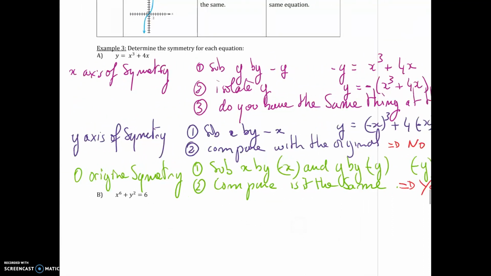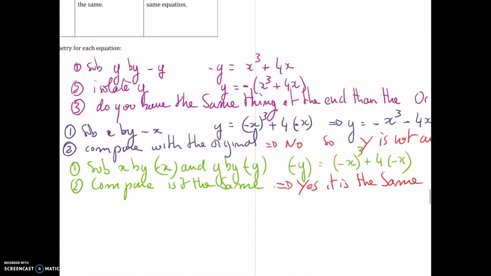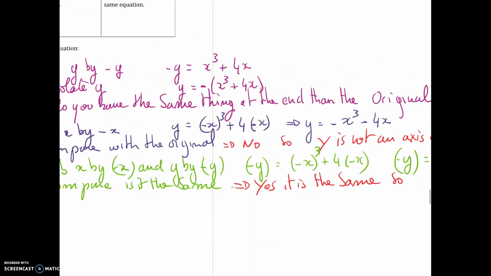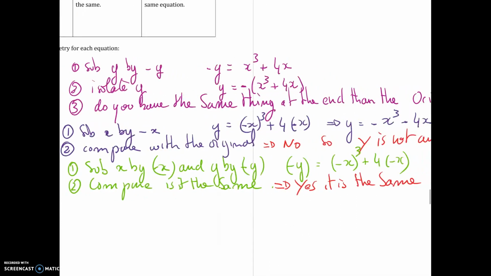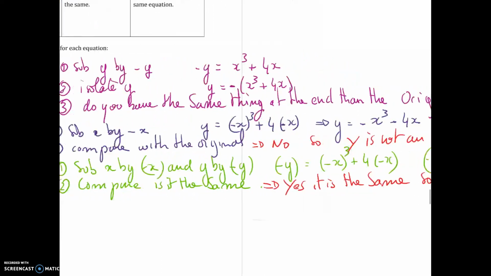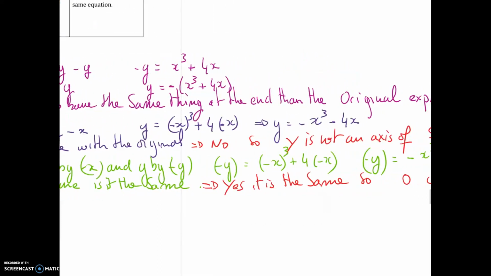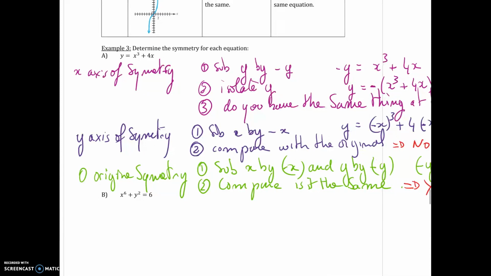You do the same thing with the y-axis of symmetry. First you sub the x by negative x, then you substitute. So when you are at this point, you are going to compare the original function with the new expression of y, and you realize again for this function y equal x cubed plus 4x, when you substitute x by negative x, you don't end up with exactly the same thing as originally, and so therefore y is not the axis of symmetry.